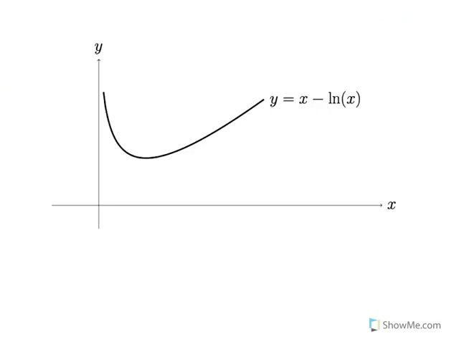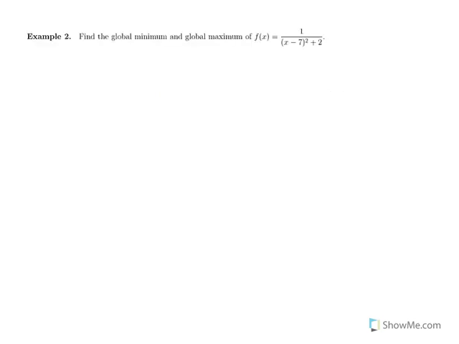We have at 0.1 the global max. At 1 here, we have the min. And at e, well, this is just going to be a local maximum here, not a global max. All right, next problem.